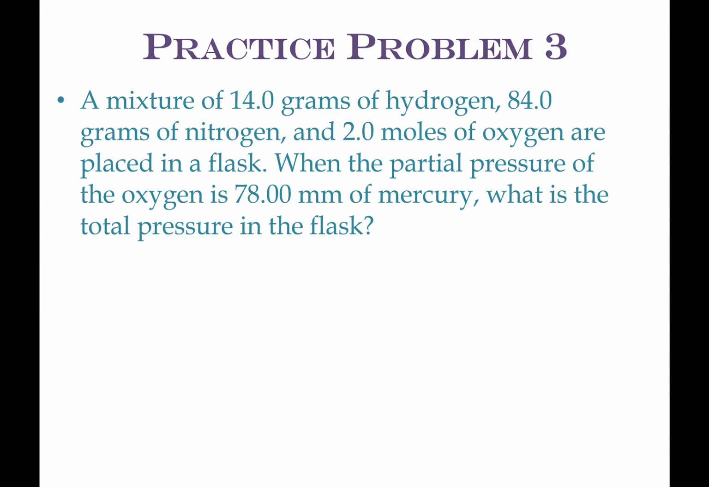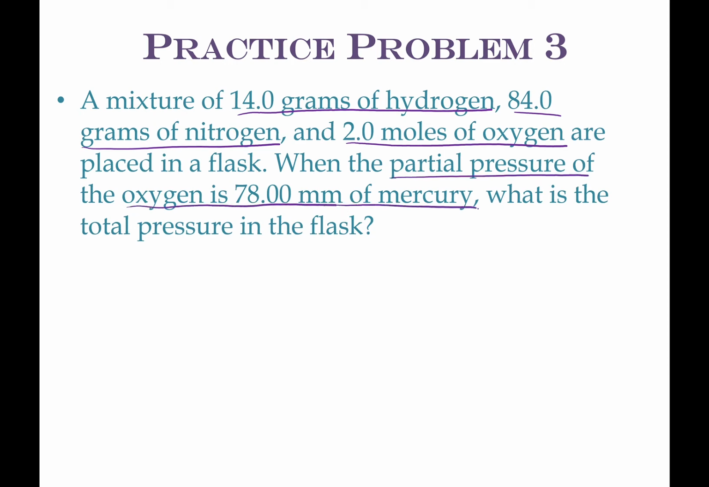A mixture of 14 grams of hydrogen, 84 grams of nitrogen, and 2 moles of oxygen are placed in a flask. When the partial pressure of the oxygen is 78 millimeters of mercury, what is the total pressure in the flask? This is probably a more difficult version. So we know that the total pressure in the flask is going to be equal to the partial pressure of hydrogen plus the partial pressure of nitrogen plus the partial pressure of oxygen.